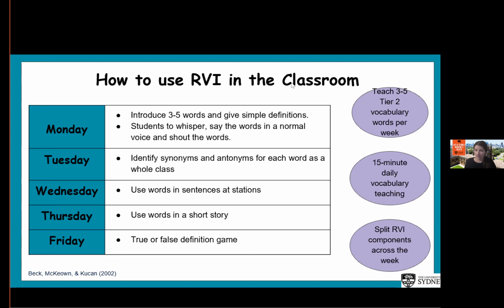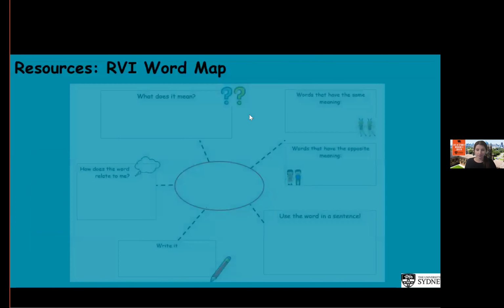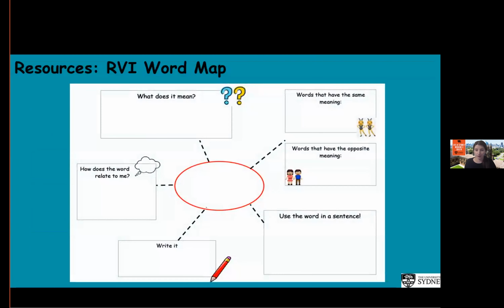So we've also just come up with some resources to help with teaching vocabulary. So firstly, we've included a word map. This could be used to introduce each word and keep a record of its features. You could keep all of these in a vocabulary folder or book.